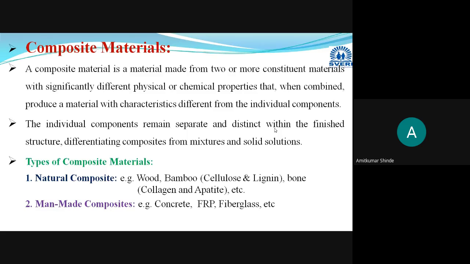Okay, that is the man-made composite. And which are naturally existing materials? Like wood, then bamboo, then bones. These are all natural composites. Okay, this is the classification of the composite material depending on the nature of their existence.